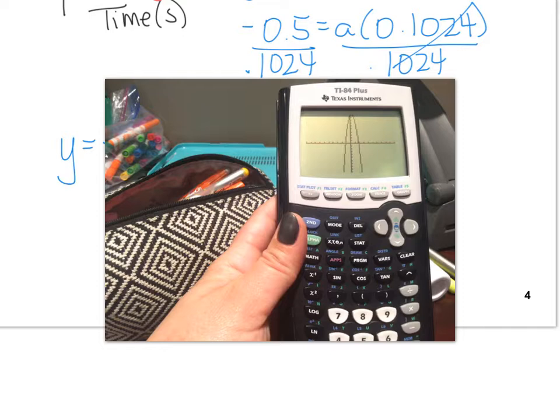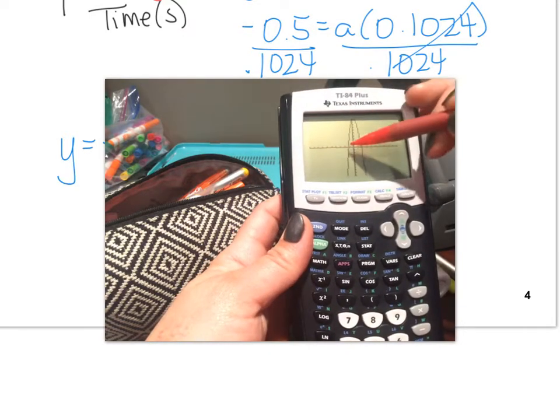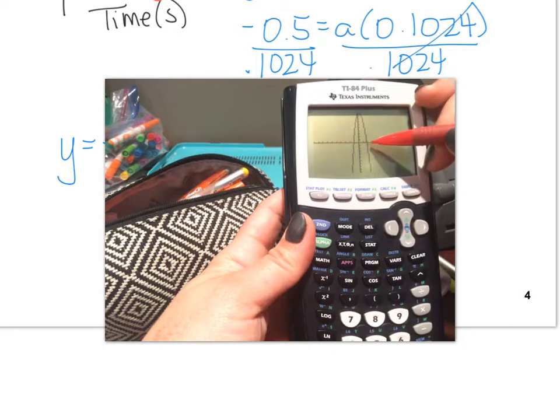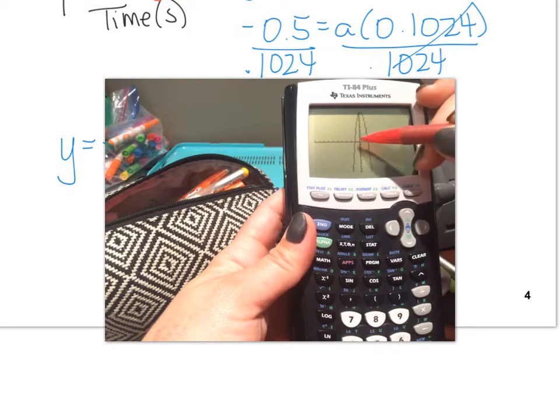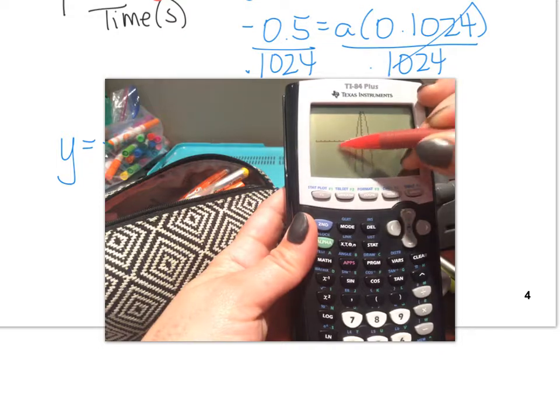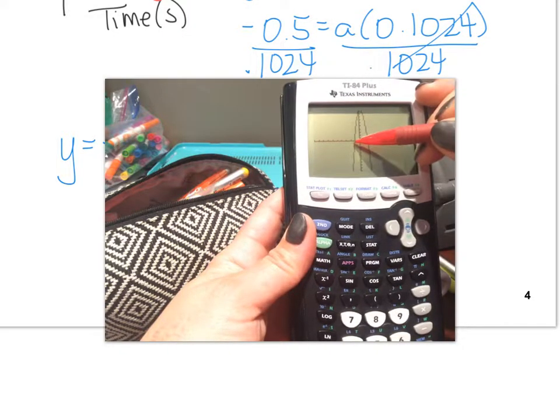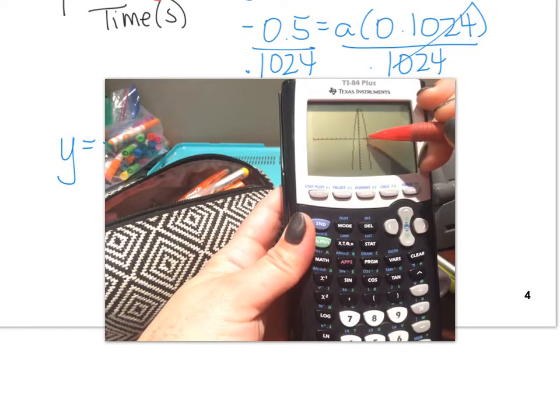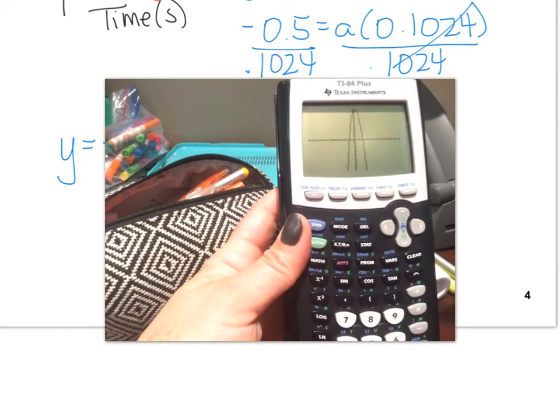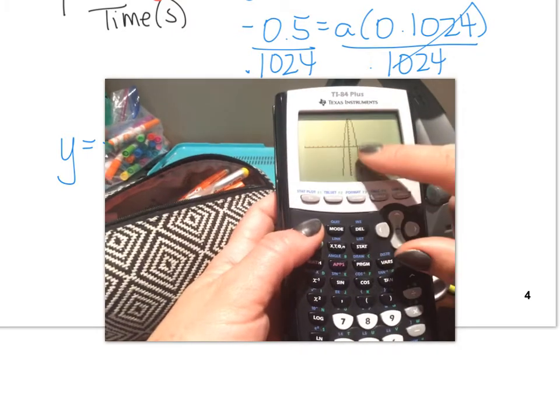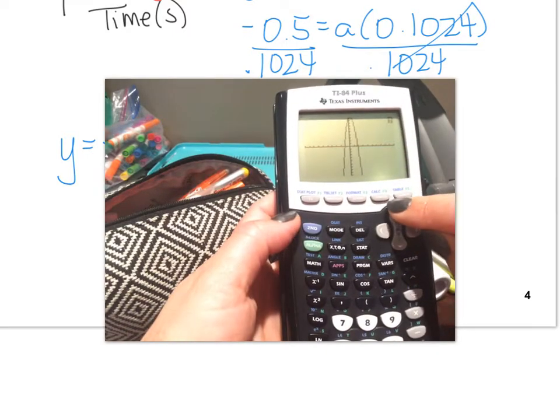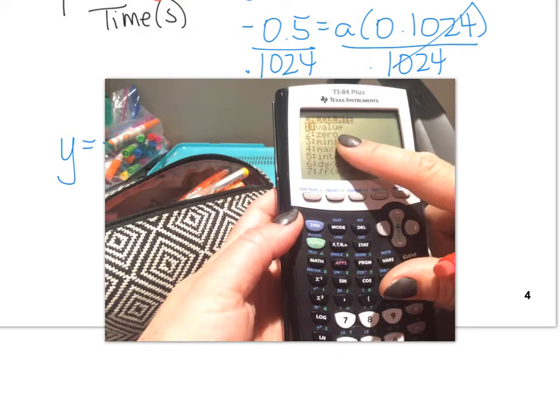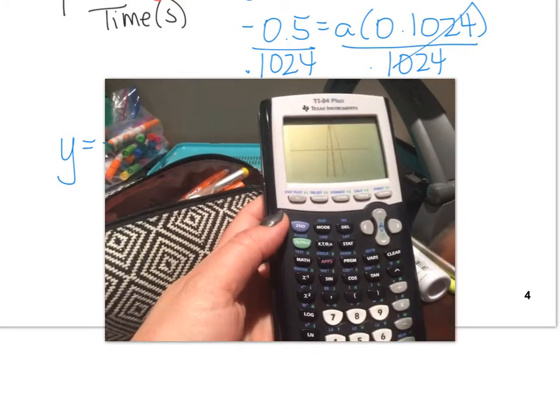Now, we only are concerned about our x-intercepts. Now you got to ask yourself, do we really care about the negative x-intercept? Remember, we're talking about time. So the answer to that is no. We want to find out what that x-intercept is. So remember how to do your zeros. Second function trace. We're looking for the zeros. If you're on an old calculator, that will say roots.